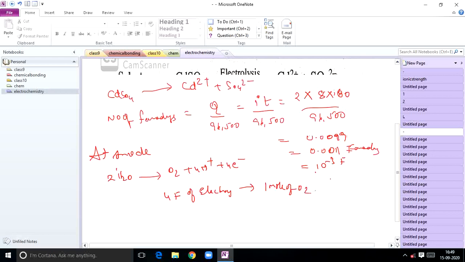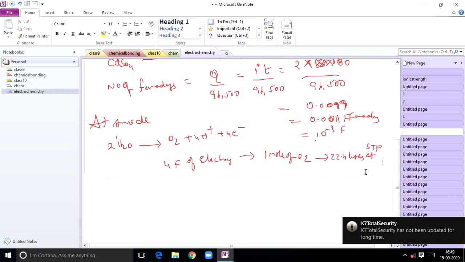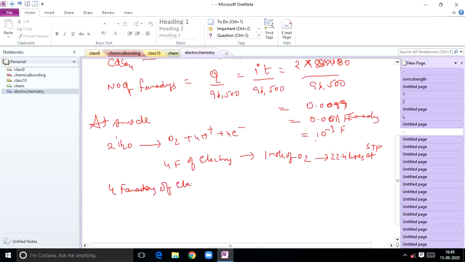So 1 mole of any gas occupies 22.4 liters at STP. Do you know that or not? 1 mole of any gas occupies 22.4 liters at STP, right? Now from this, 4 Faraday of electricity is equivalent to 22.4 liters of oxygen gas at STP.